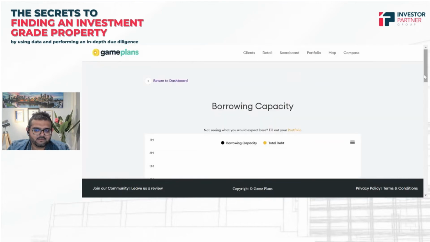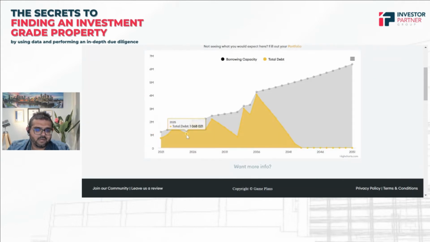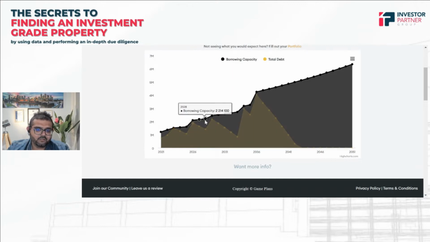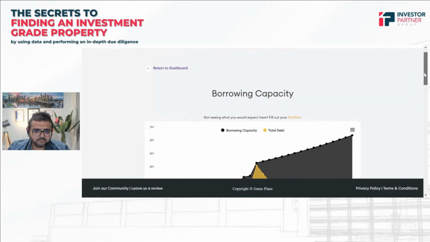Okay, so while you're adding various different properties, your borrowing capacity, your debt goes up and it goes down. So every time that the debt is going up, you're adding new properties in your portfolio. So you can see that as your borrowing capacity goes up, you're adding various different properties in your portfolio and your profile.